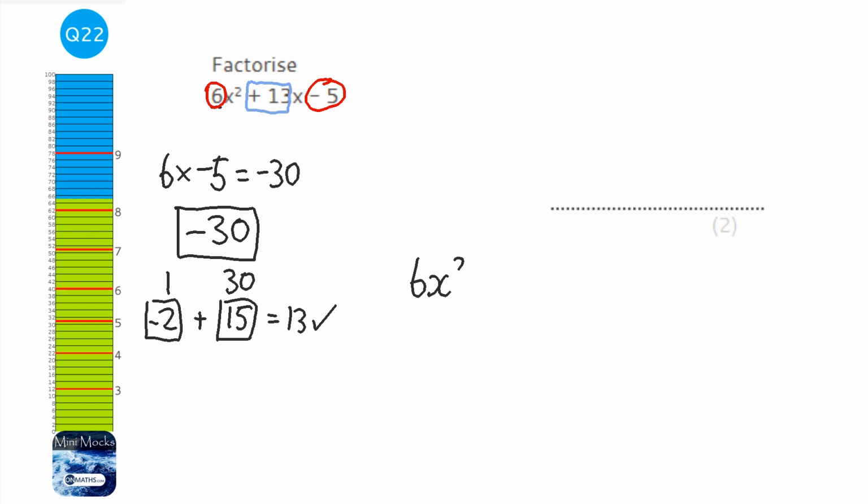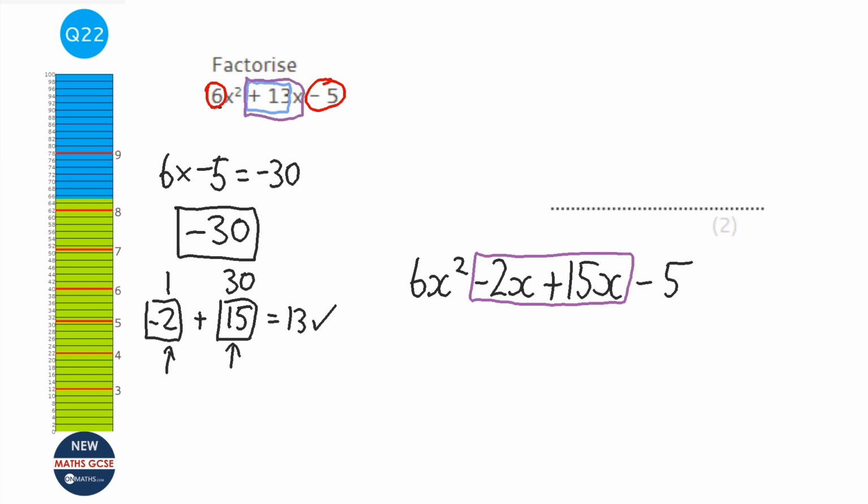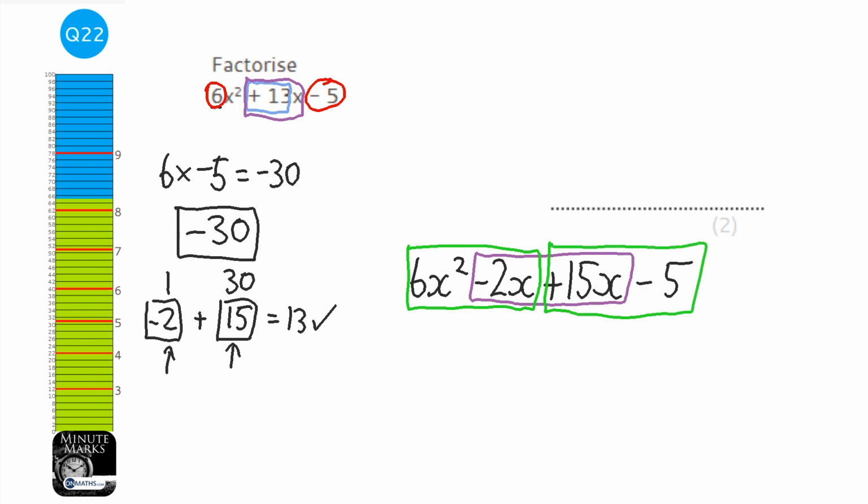So same as before, 6x squared. But this time, instead of plus 13x, I'm just going to write down minus 2x plus 15x. Those are the two numbers that I found here and here. Then minus 5. So the only thing that's changed is I've split up that plus 13x and decomposed it into minus 2x plus 15x, and that does add together to make plus 13x, so that's absolutely fine. But by doing that, I can then only look at this bit and this bit and factorize them separately.